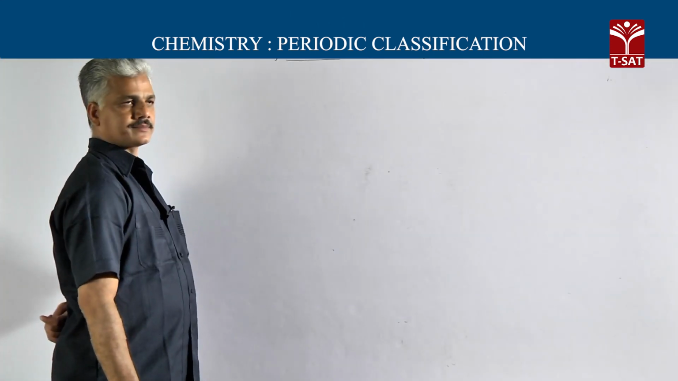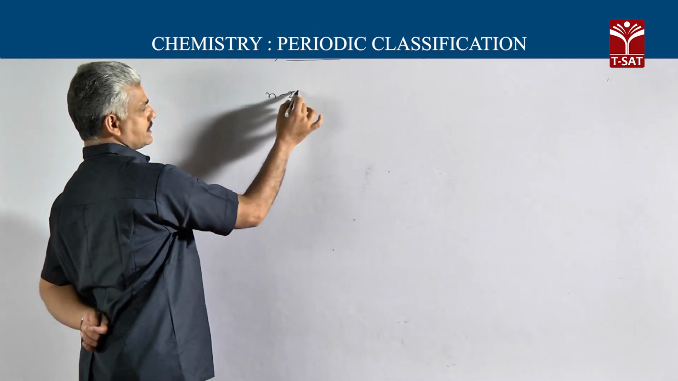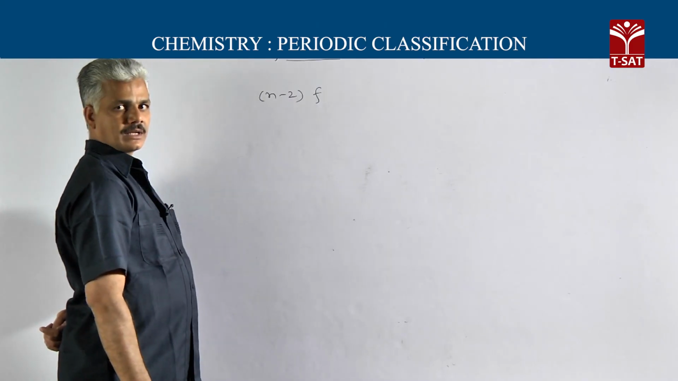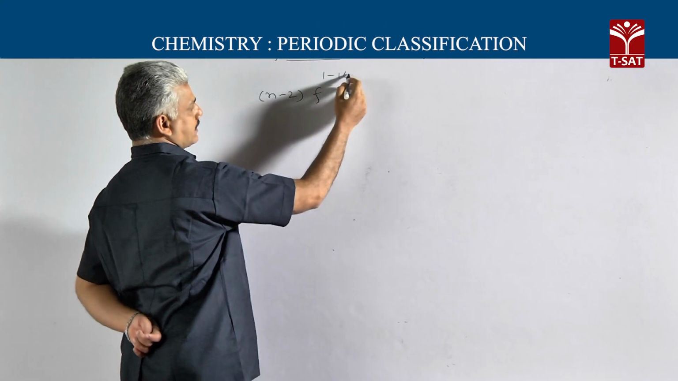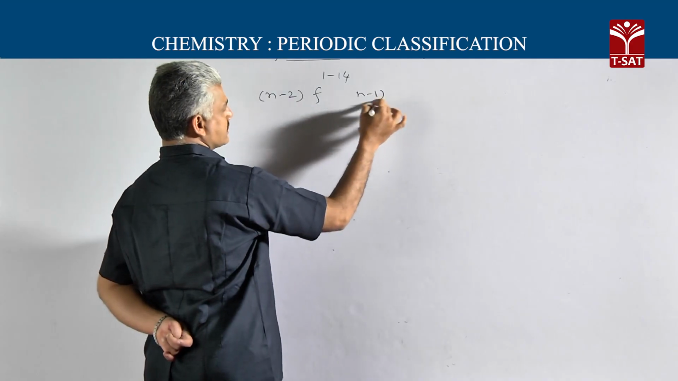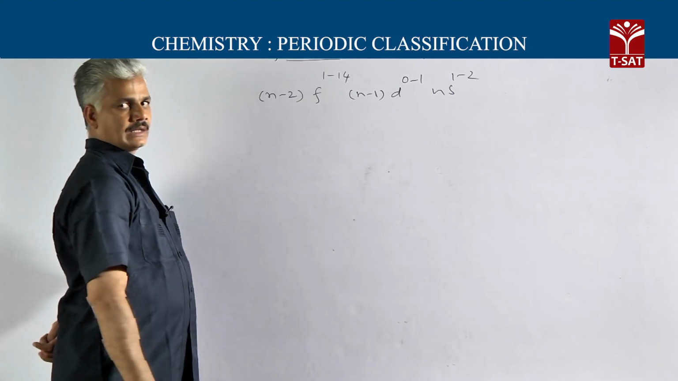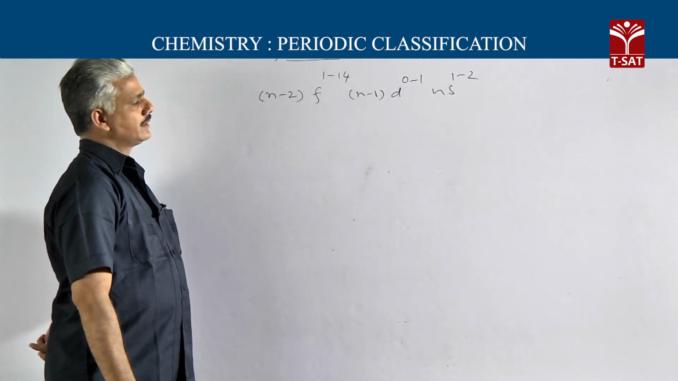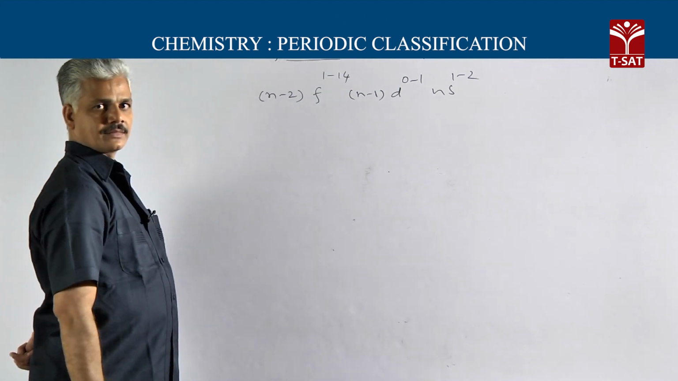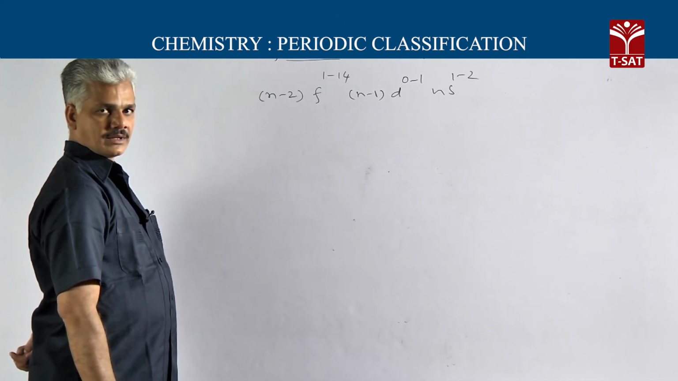F block elements. The elements in which differentiating electron enters into the antipenultimate F sublevel are called as F block elements. Configuration of F block elements can be represented as (n-2)f 1 to 14, (n-1)d 0 to 1, ns 1 to 2. These elements do not follow the normal rules of writing the electronic configuration. That is why the general electronic configuration also looks somewhat abnormal in nature.